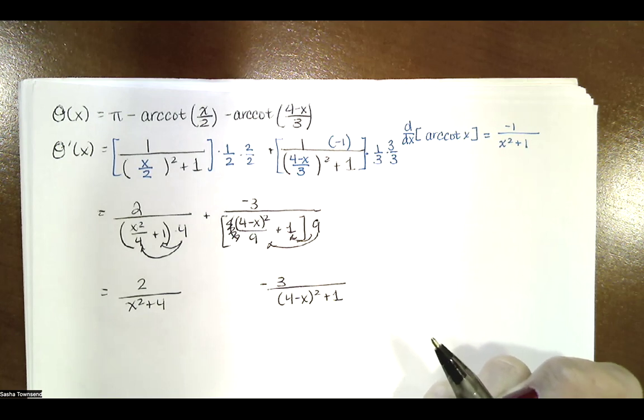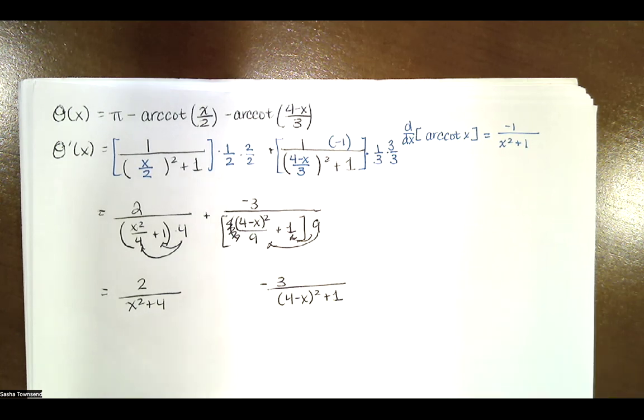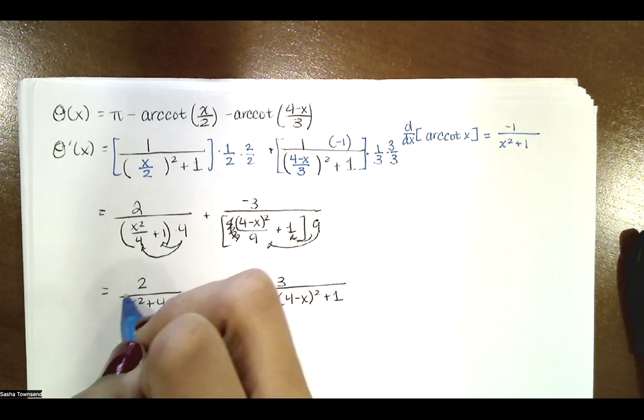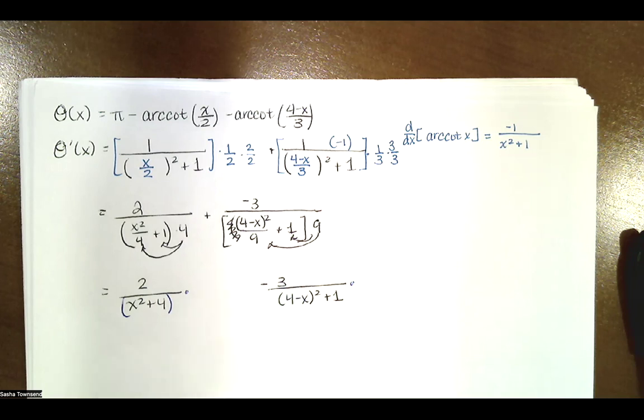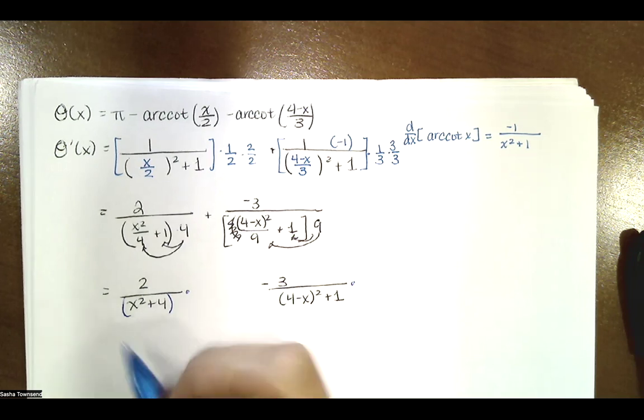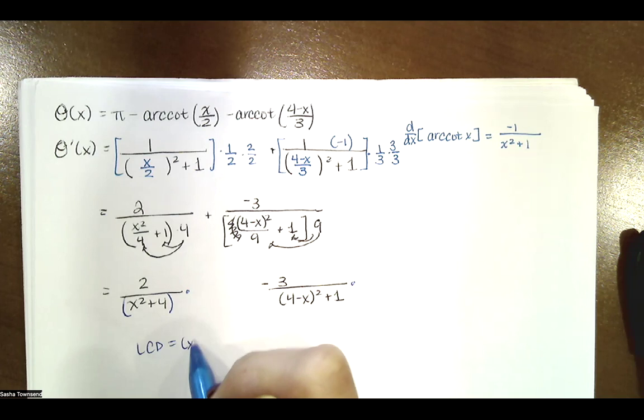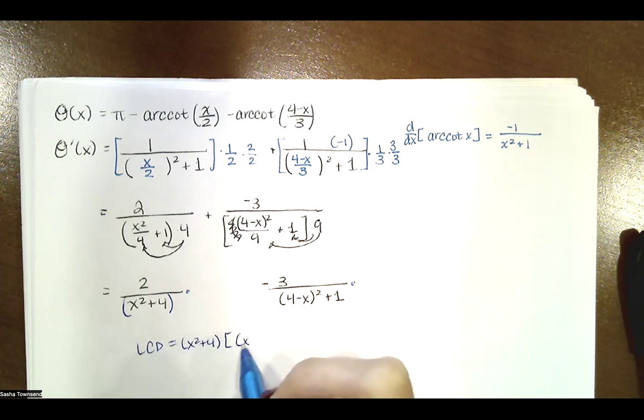Now, we want to set this equal to 0 and solve for x. In order to do that, we need a common denominator. The least common denominator of two fractions that have no common factors in their denominators is just the product of their denominators. So the LCD will be this denominator times that denominator. If you want to add or subtract those two fractions, you identify the LCD. So that's x squared plus 4 times the quantity 4 minus x, quantity squared plus 1.